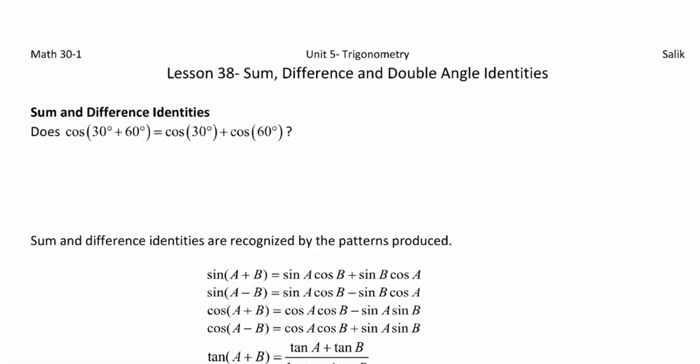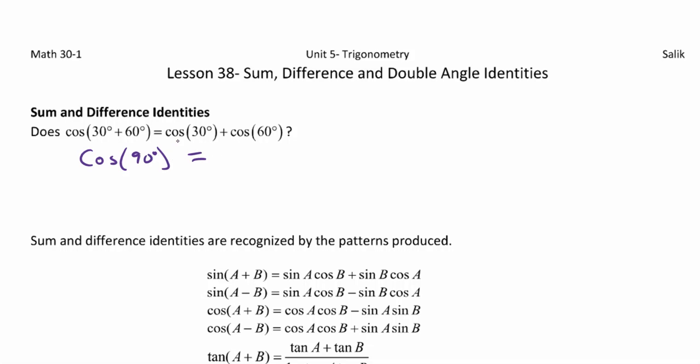All right, so to begin with, we are just going to play around with this for a second, and we're going to see, does cos 30 plus 60 equal cos 30 plus cos 60? Like, can we divide it up that way? So let's see. So cos of 30 plus 60 would be the same thing as cos 90 degrees, okay?